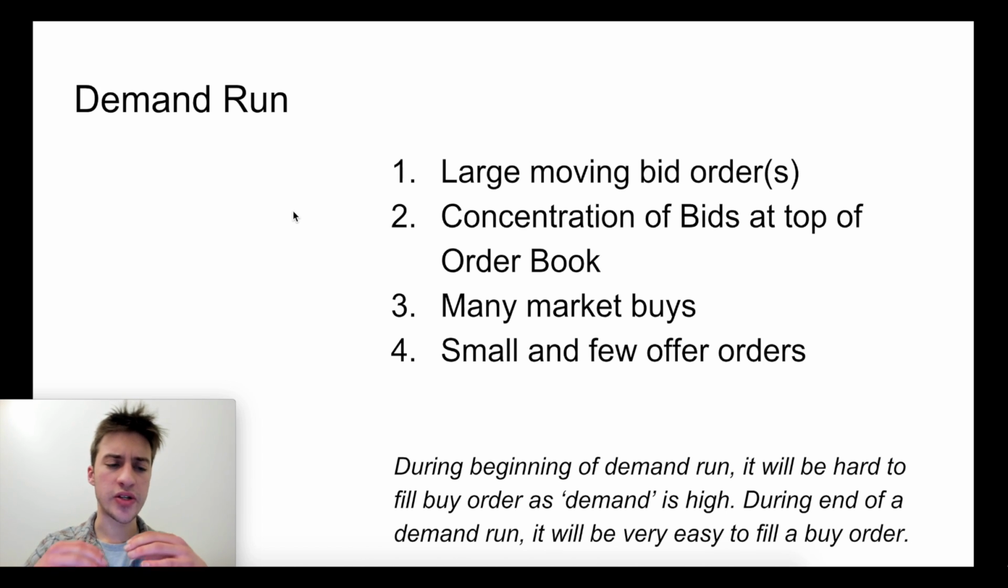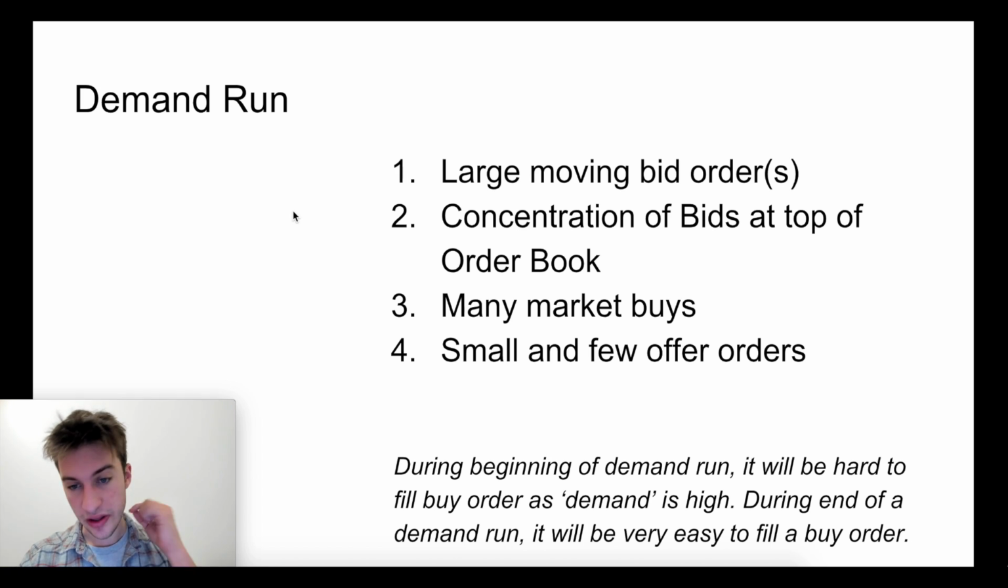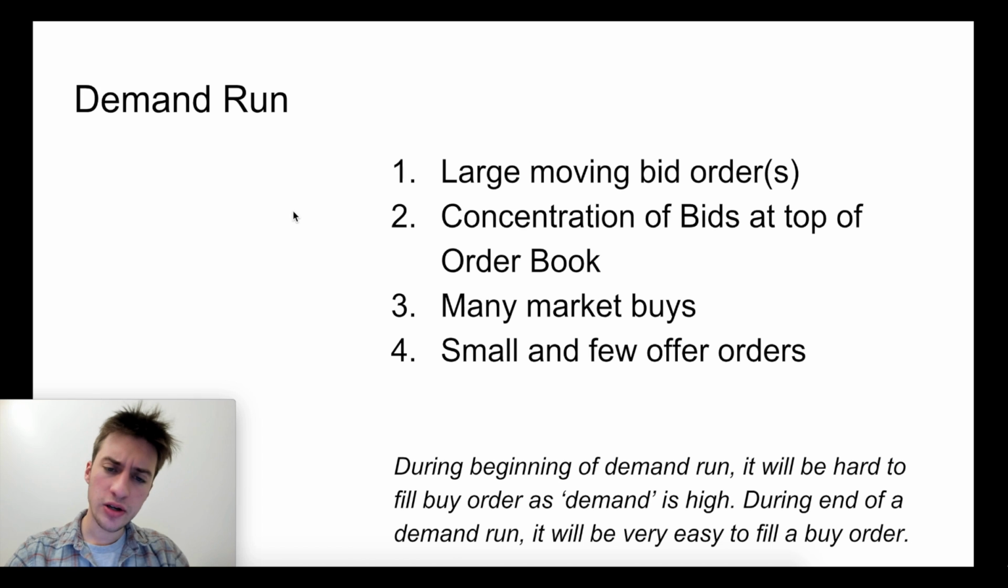So this is when you see a lot of bids toward the top of the order book, and whenever price goes up, the bids follow it and keep pressing price higher on higher and higher demand. You see many market buys. When you see the order history, it's going to be green, green, green, green, green as everyone's market buying and price is rising. And you're not going to see many offer orders.